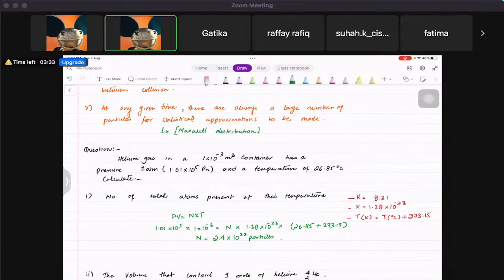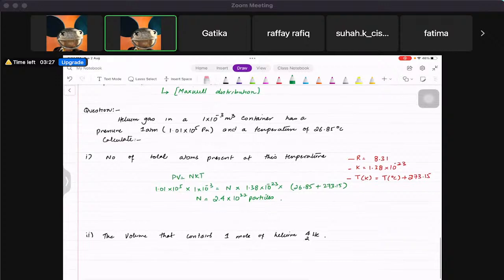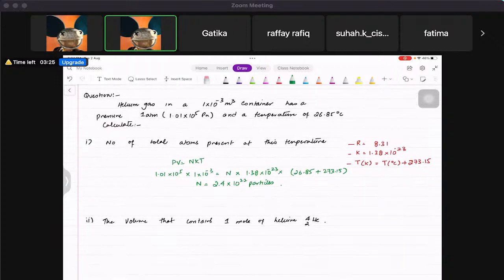Okay. All right. So now in the next part, it says the volume that contains 1 mole of helium. So now because we have mole, what we can do is find the equation. The best equation would be PV equals to nRT now. Okay. So PV equals to nRT.